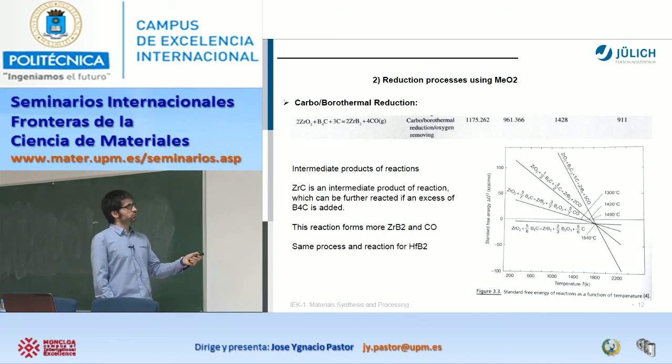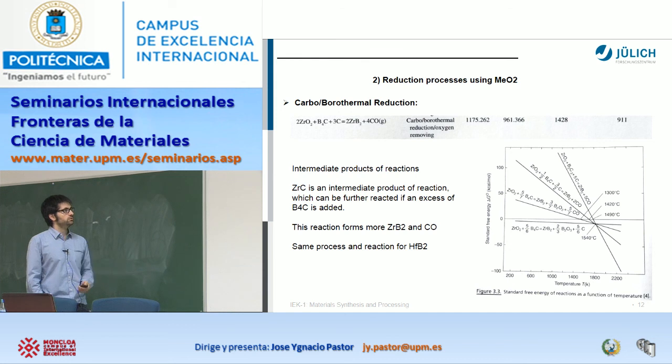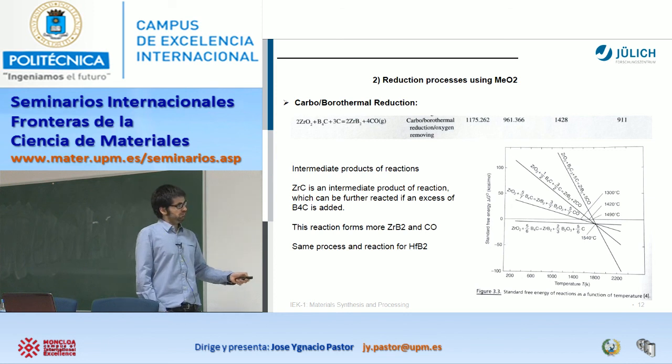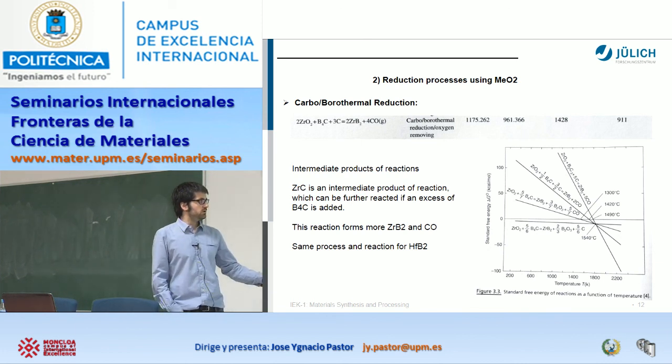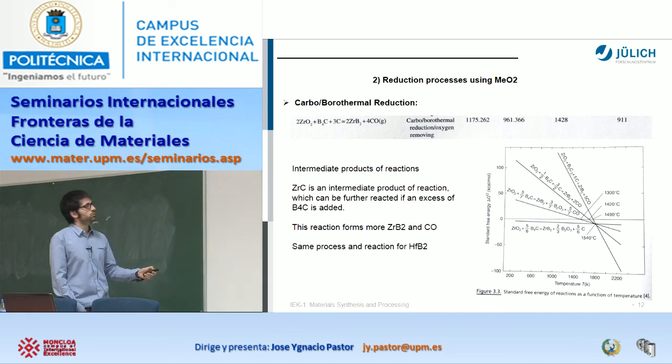Well, I don't want to put all the intermediate products, but there are many, and obviously we don't want these products in the final material. We want to obtain the highest purity possible in our material. And here are the reactions and at what temperature they happen, but just to have an idea, it's around 1500 degrees that they start to promote the formation of the zirconium diboride.